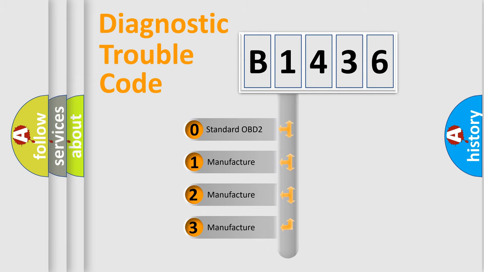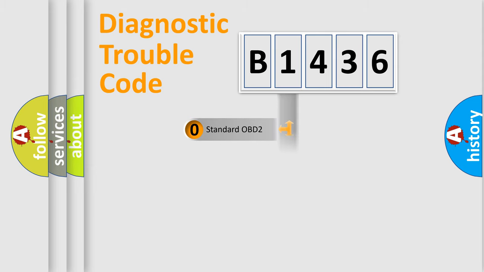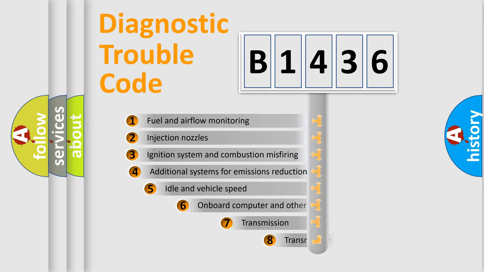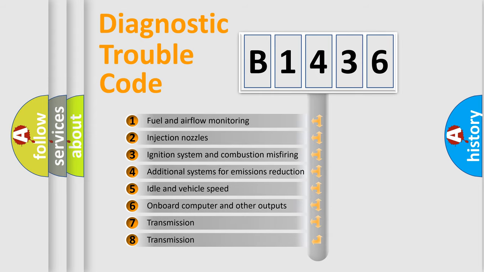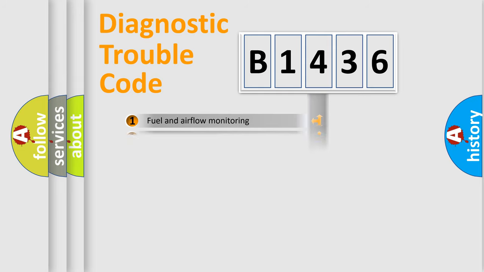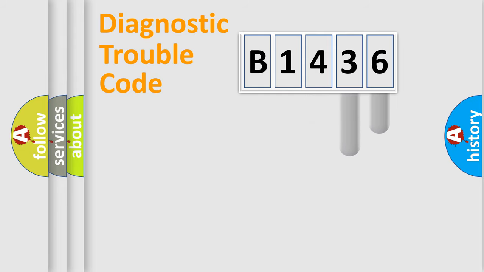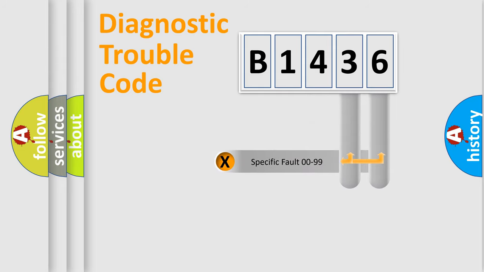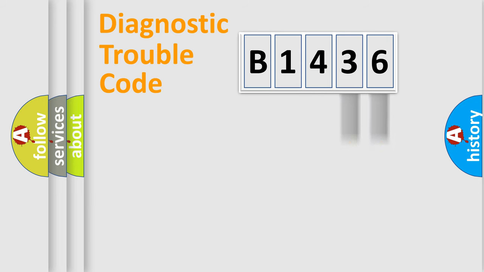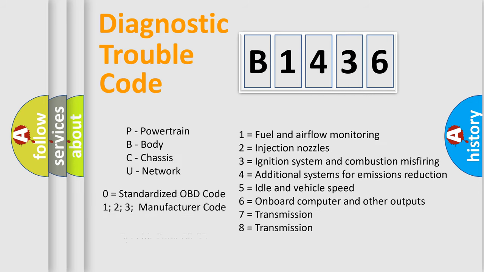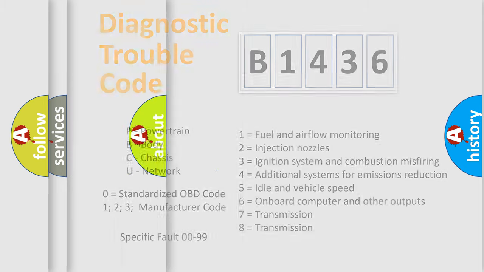If the second character is expressed as zero, it is a standardized error. In the case of numbers 1, 2, 3, it is a more prestigious expression of the car-specific error. The third character specifies a subset of errors. The distribution shown is valid only for the standardized DTC code. Only the last two characters define the specific fault of the group. Let's not forget that such a division is valid only if the second character of the code is expressed by the number 0.